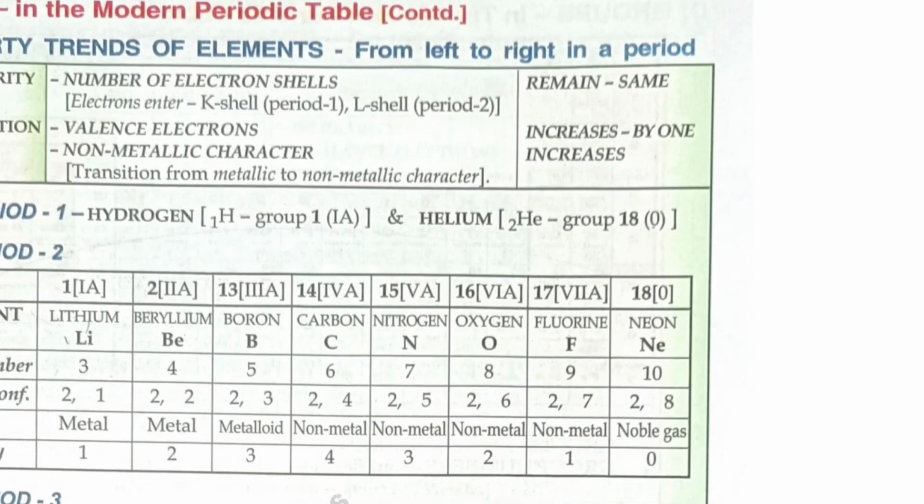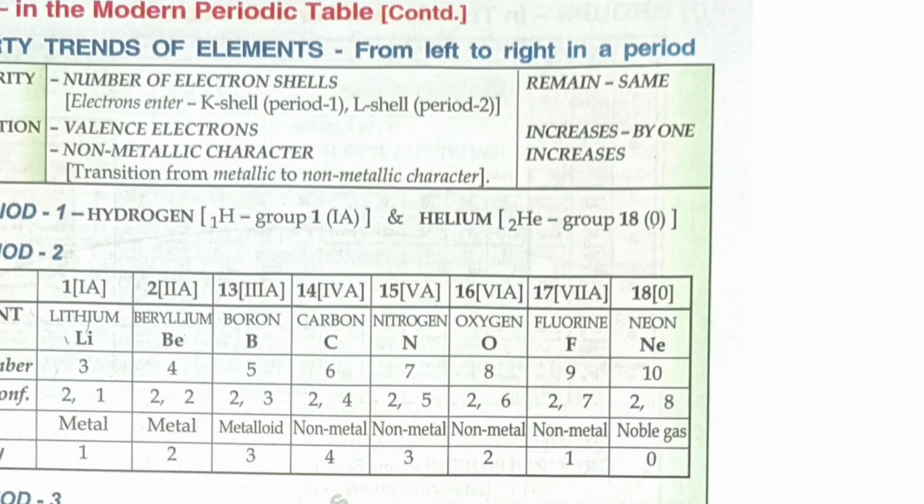So valency increases by 1 across the period. Let's take the example of the second period only. Lithium has atomic number 3, so electronic configuration 2, 1, so valency is also 1. Beryllium, atomic number 4, electronic configuration 2, 2, valency is 2, outermost shell. So valency has increased now, from 1 it becomes 2.